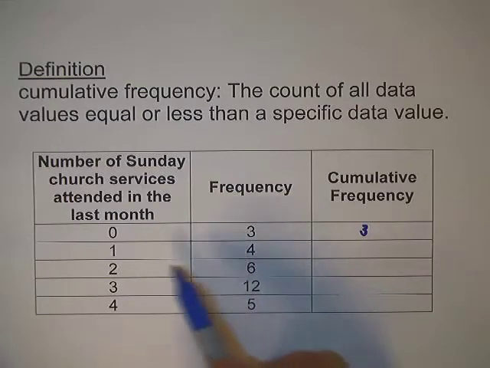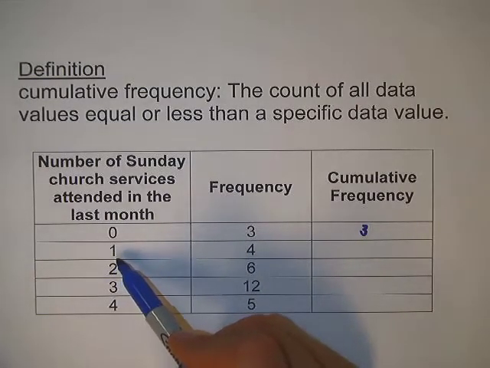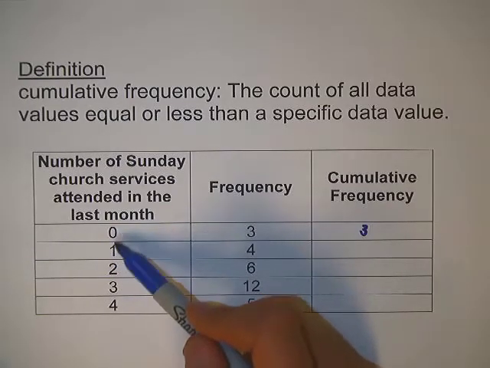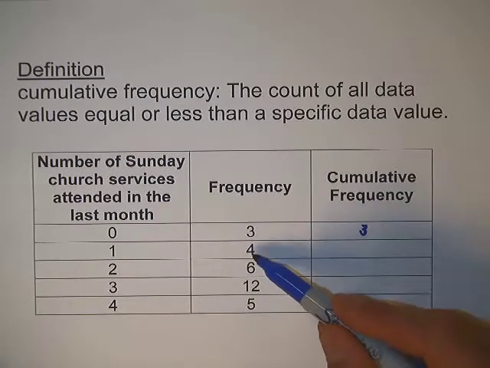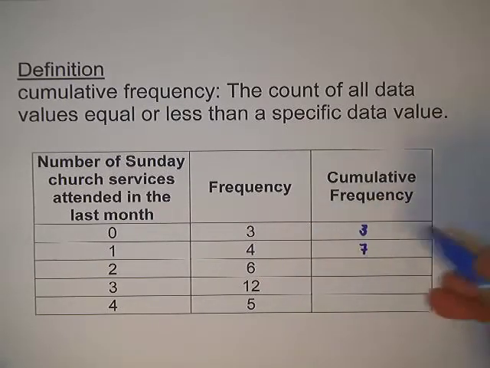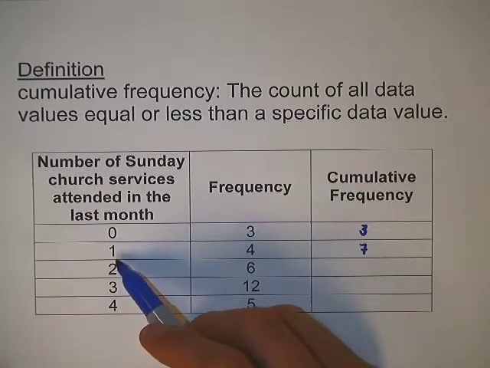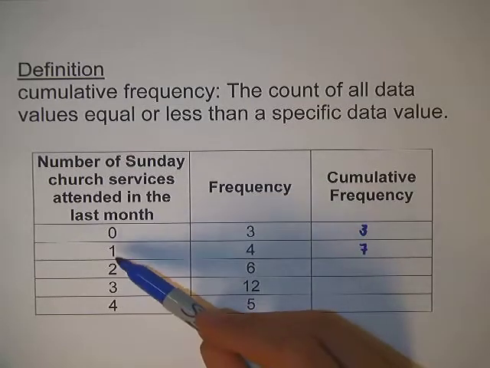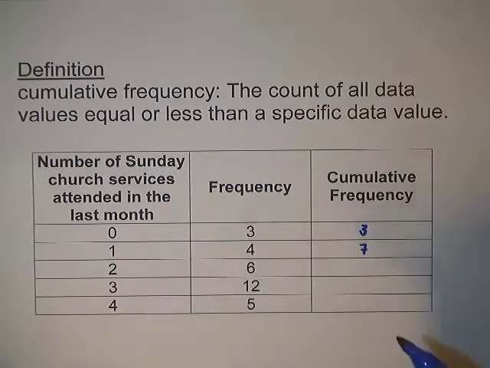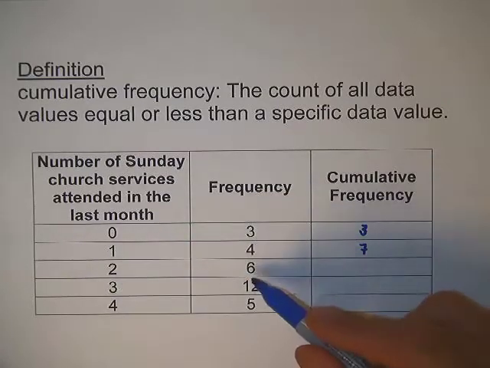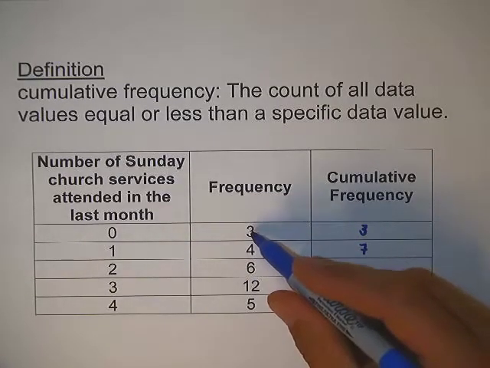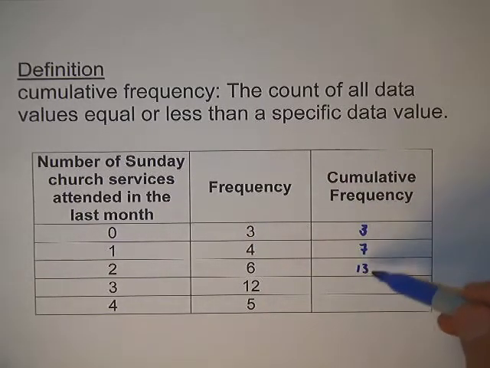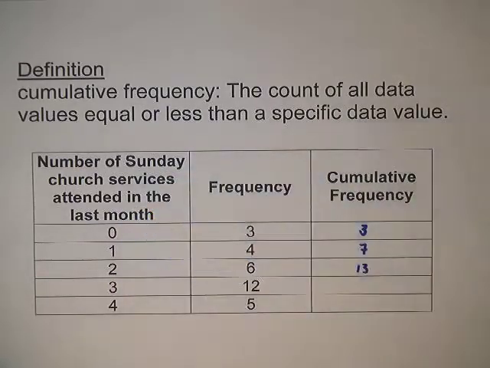Now the cumulative frequency for one church service, we want to know equal to 1 or less than 1. So in this case we can include both 0 and 1. We add up those 7 people, and 7 is the cumulative frequency for 1. What that means is that there are 7 people who attended 1 or fewer church services in the last month. Now if we want the cumulative frequency for 2, we need to add all 3 of these numbers up. That'll give you 13. So 13 people attended 2 or fewer Sunday church services.